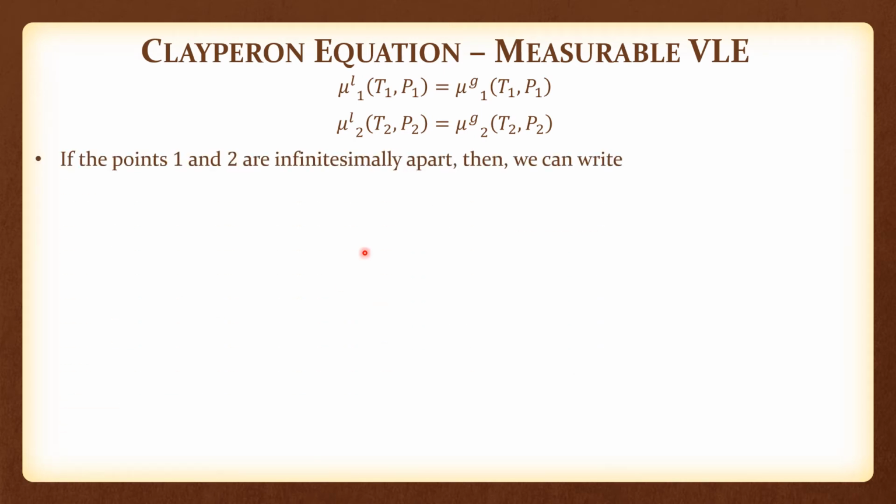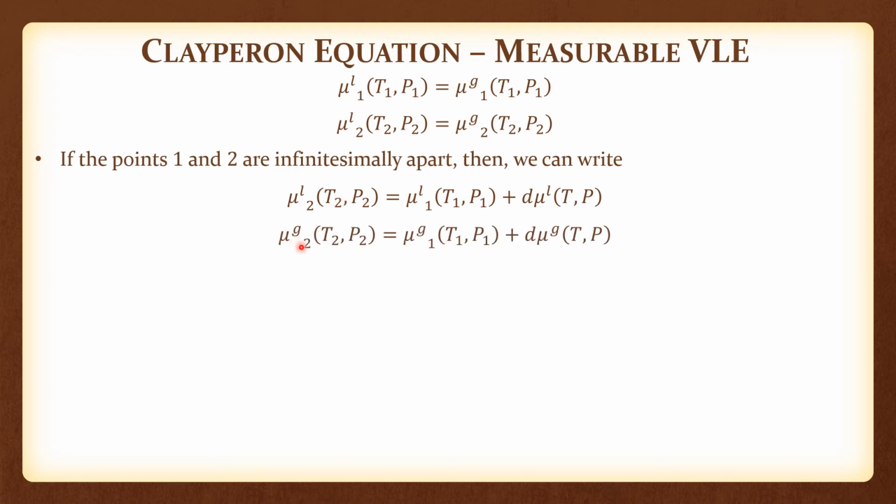Now, we just chose any arbitrary 2 points along the coexistence curve. If they are infinitesimally apart, then we can write mu L at 2 is mu L at 1 plus some d mu L, which would be a function of temperature and pressure, where the T, P would range between T1, P1 and T2, P2. Similarly, mu G at 2 would be equal to mu G at 1 plus some d mu G, which is a function of temperature and pressure.